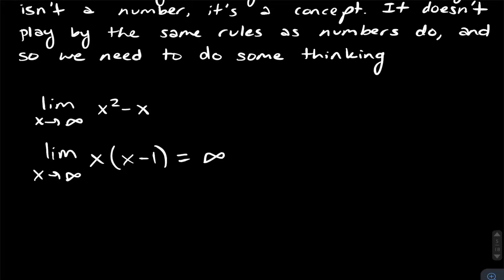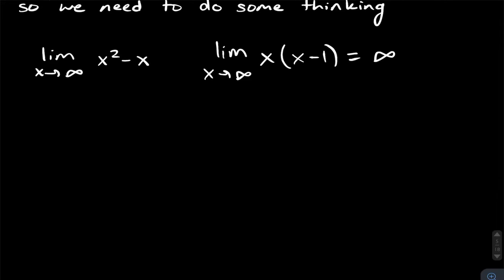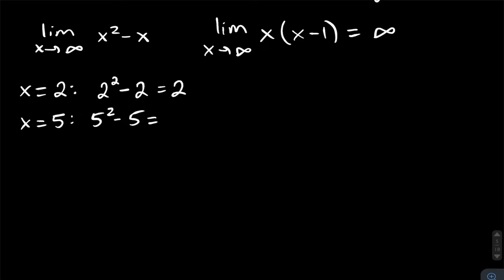But while you can look at it this way, that's not really what I'm trying to get you to see here. What I want you to see is that common theme of overpowering. I did talk about that earlier in the orange section. Watch what happens if we start plugging in some test points. I'm just going to plug in some x values as x gets bigger and bigger and approaches infinity. If x equals 2, we plug that in: 2 squared minus 2, that's 4 minus 2, that's 2. x equals 5: 5 squared minus 5, that is 20. And x equals 10 gives you 10 squared minus 10, that is 90.